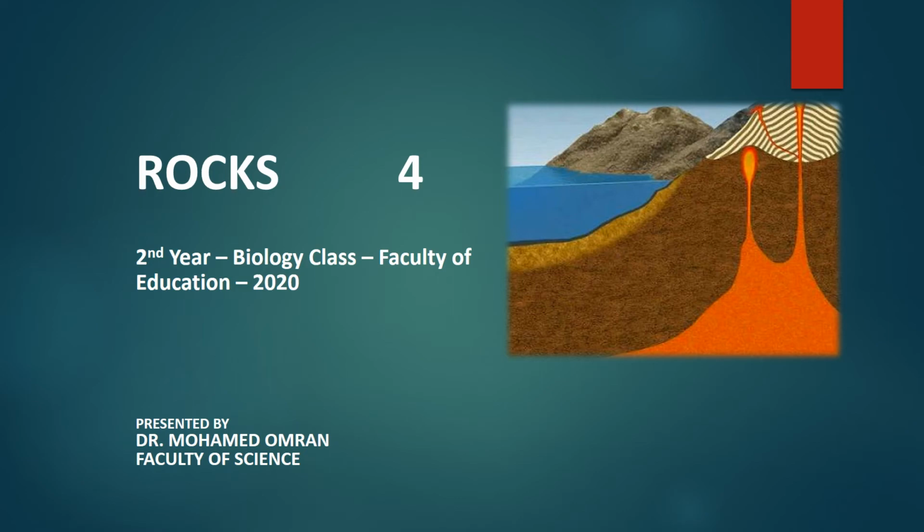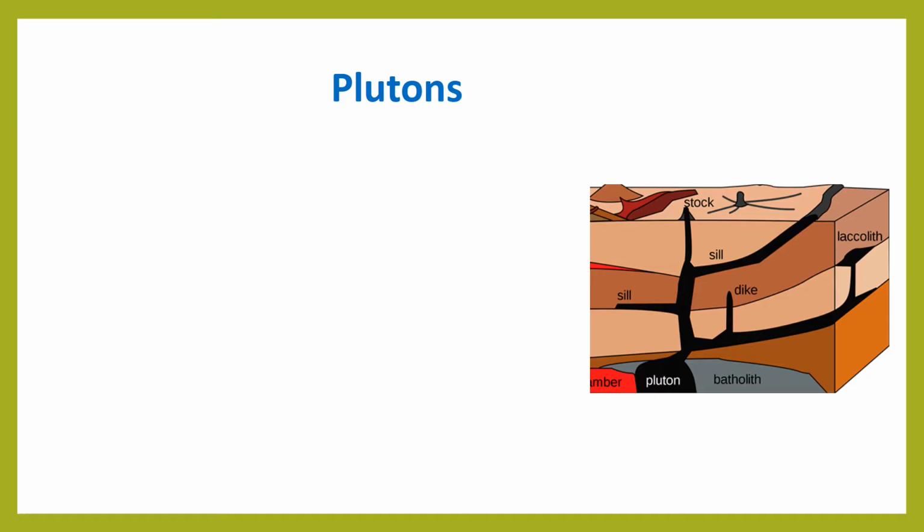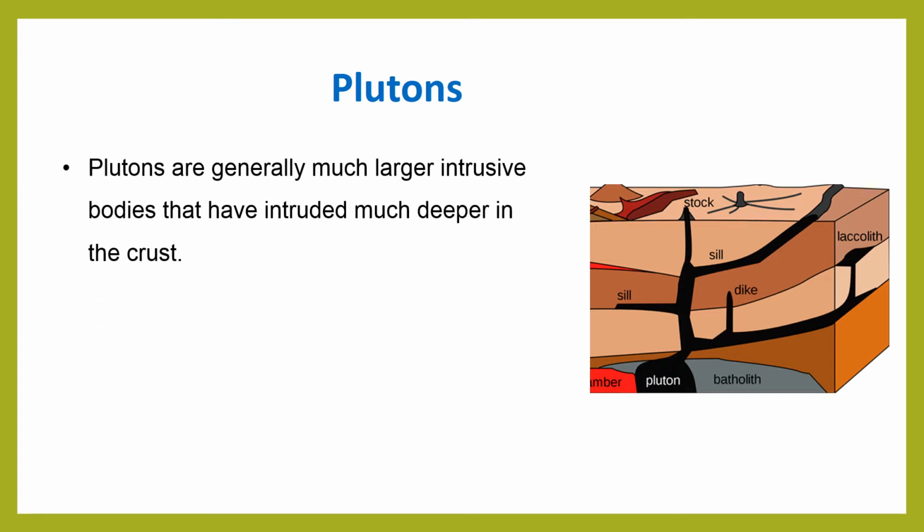Hello, in our lecture on rocks today, we will continue talking about types of igneous rocks, and today we will talk about plutons. Last time we were talking about sills, dikes, and other structures of igneous rocks. Today we will talk about plutons, and they are generally much larger intrusive bodies than any others, and they have intruded much deeper in the crust.